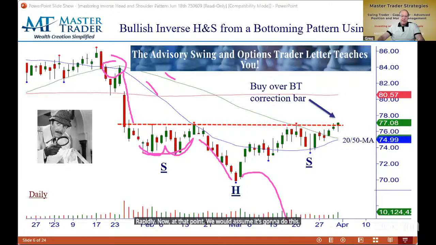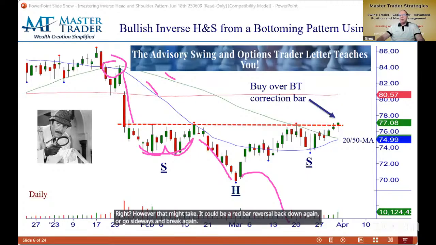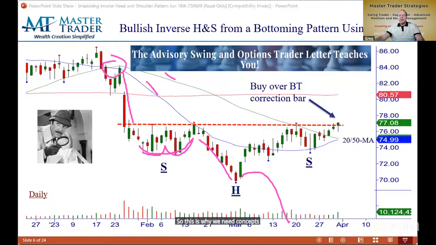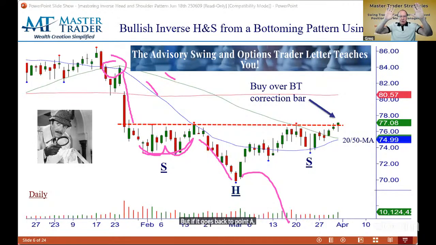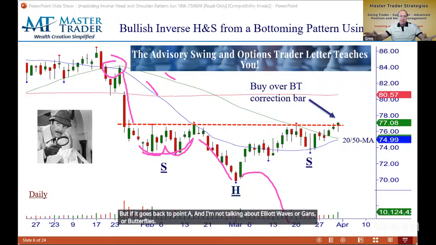Now, at that point, we would assume it's going to do this, however that might take. It could be a red bar reversal back down again, or go sideways and break again. So this is why we need concepts to understand retracements, meaning here's point A, here's point B, and if it's in a downtrend, it's supposed to go lower. But if it goes back to point A, and I'm not talking about Elliott waves or Gann or butterflies or squares of 9 or any of that, I'm talking about common sense.